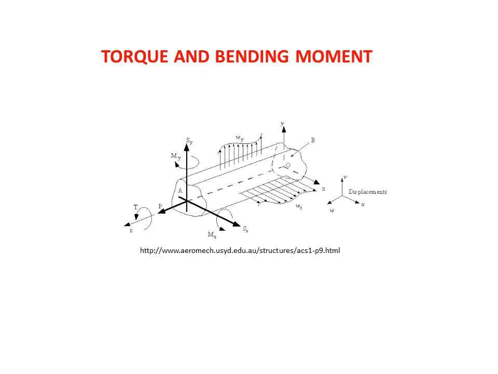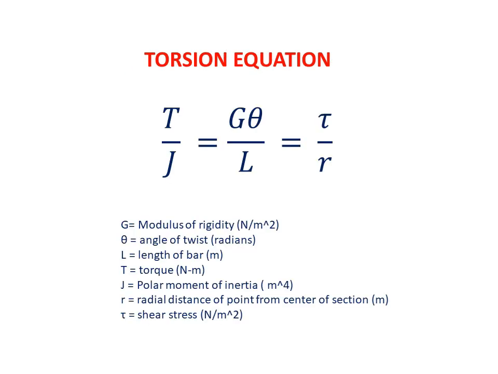You can see the shear stress, and the cross section also gets twisted. That's the difference. The torsional equation you might study in your strength of materials classes: T by J is equal to G theta by L is equal to tau by R. Here, instead of theta, in stability of structures we are going to use the term beta.